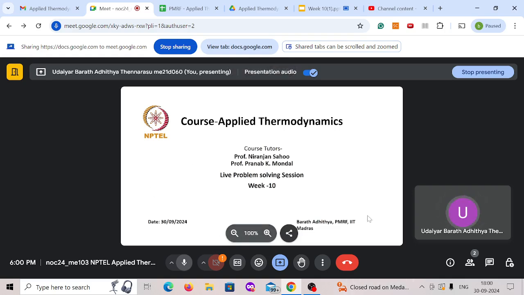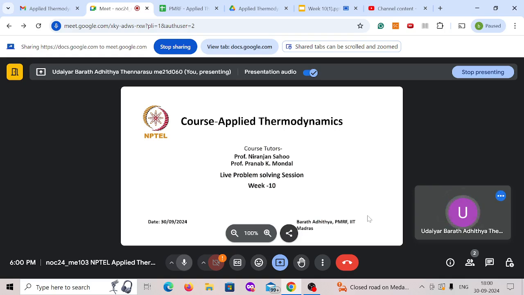This is week 10 of the applied thermodynamics course, and this week we will be looking at vapor compression cycles, and also vapor absorption cycle. These are both refrigeration cycles.